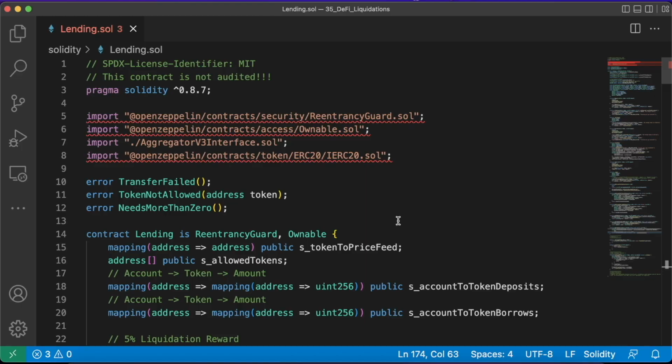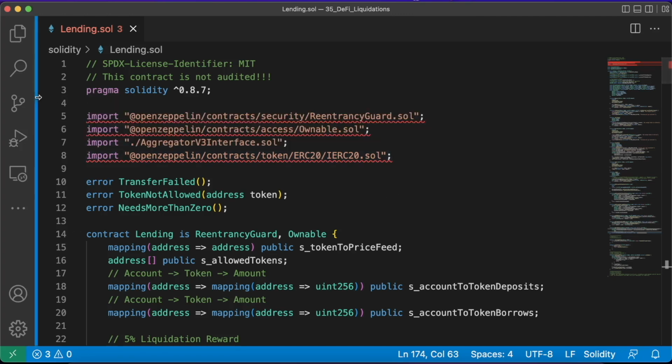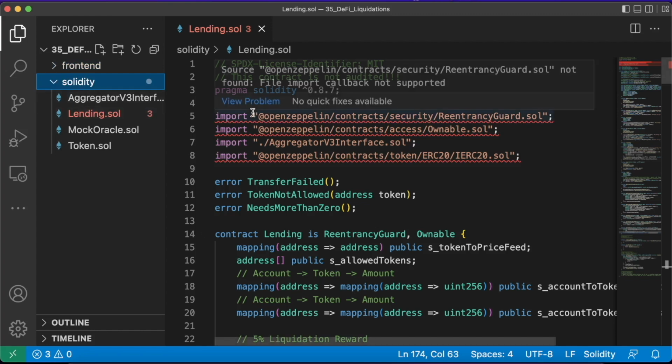We are going to work with this lending contract that is in the GitHub repository that is in the description of the video. That GitHub repository has 2 folders. One is front end and the other one is Solidity. In the Solidity folder, we have 4 files. The main one is this lending platform that we are going to analyze right now.